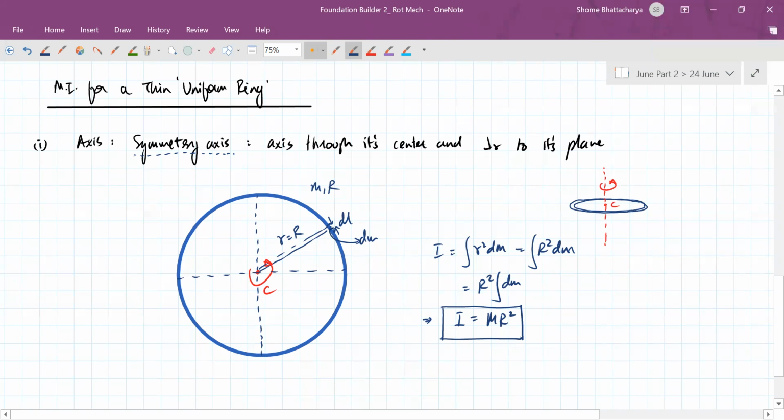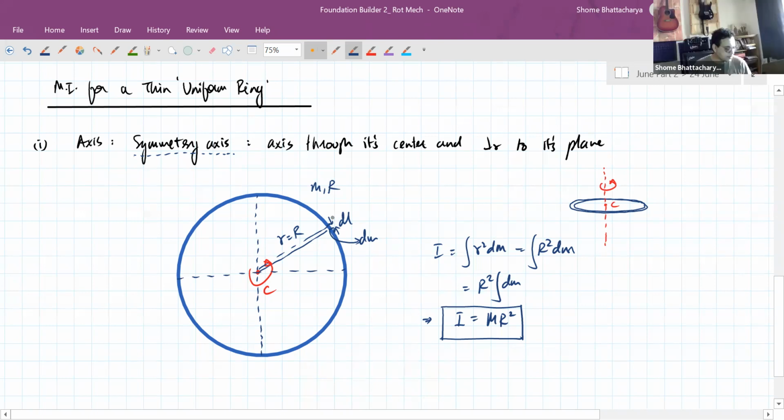Sir, can you explain again? Yeah, the ring is rotating about the symmetry axis, as you can see, and any particle on its circumference, dm, is at a distance of how much from the axis? Capital R, no? So for moment of inertia, just substitute in the formula, integration r square dm. What is the value of r over here? R's value is equal to capital R, which is the radius of the ring, for all the particles.